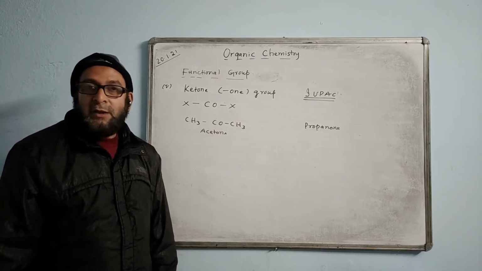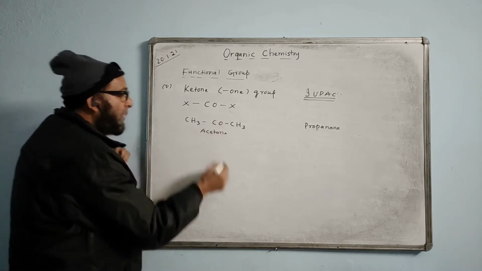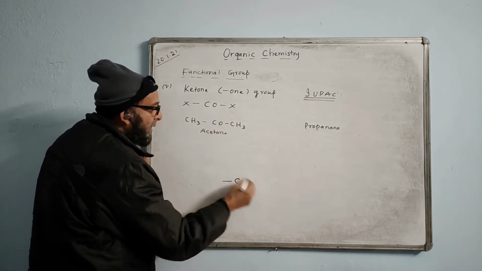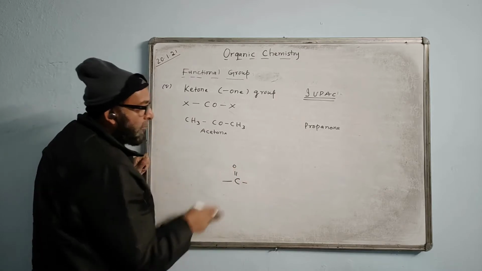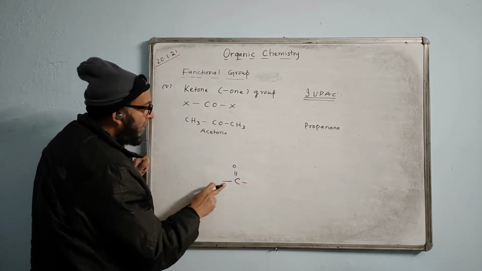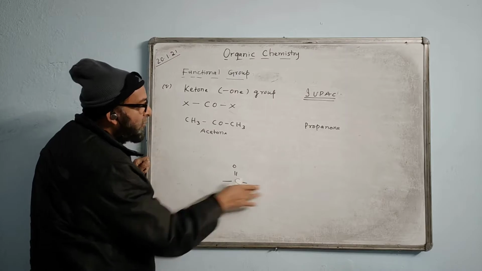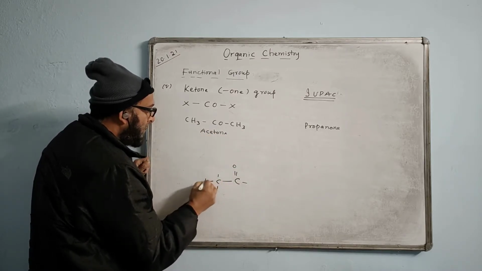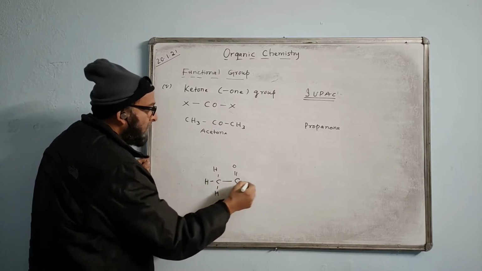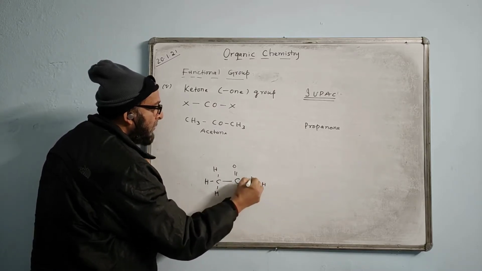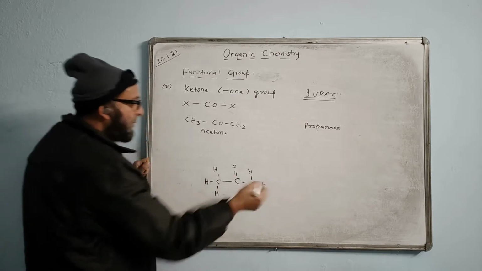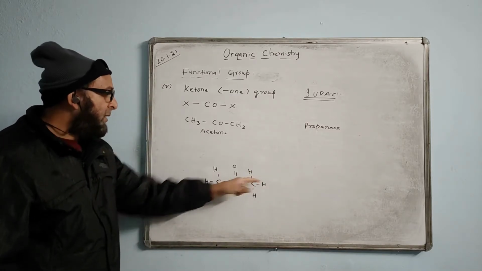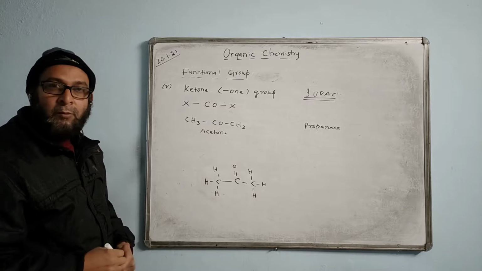Now I'll show you the structural formula. How do we show? CO you have to keep in between. CO you will keep as C with a double bond to O. This side you are keeping the margin, this side also you are keeping the margin for CH3, CH3. This side we add CH3, like this. Here also put CH3. Like this way: CH3, CH3, in the middle you put CO.